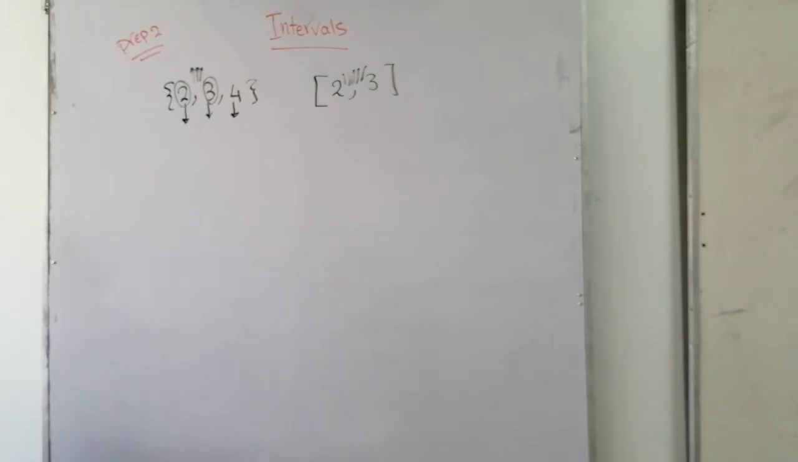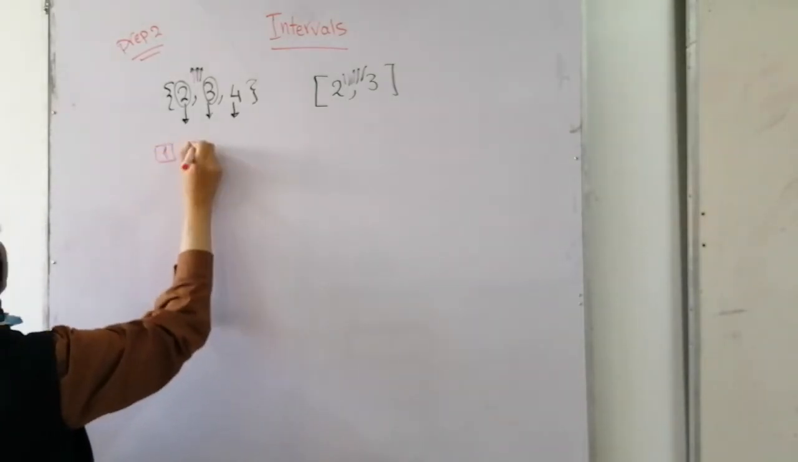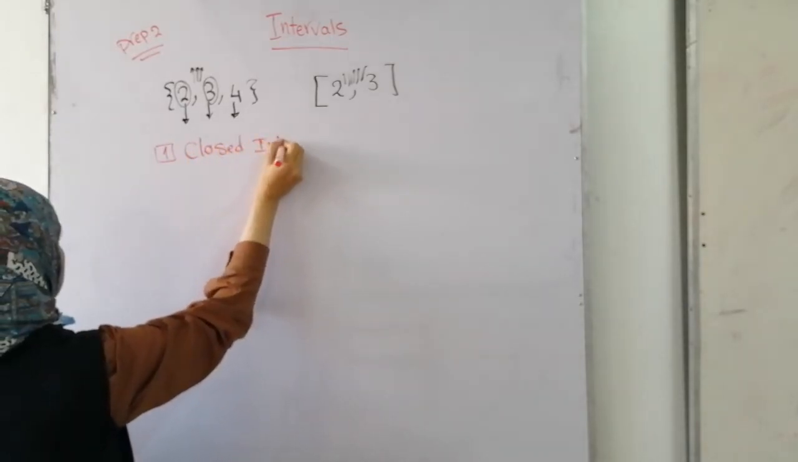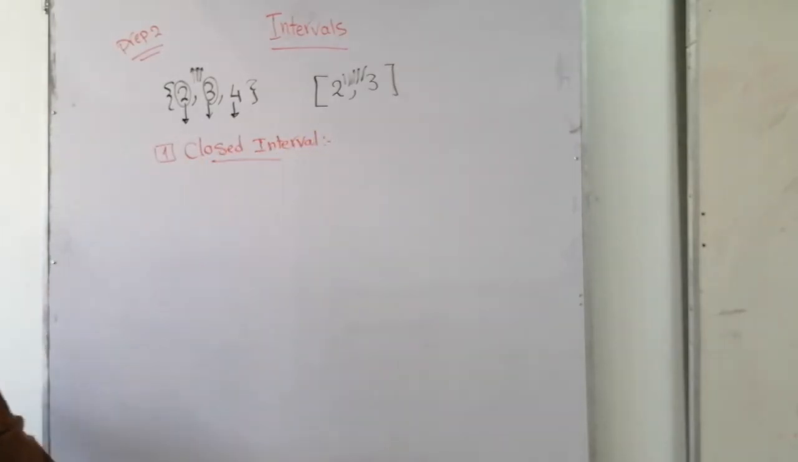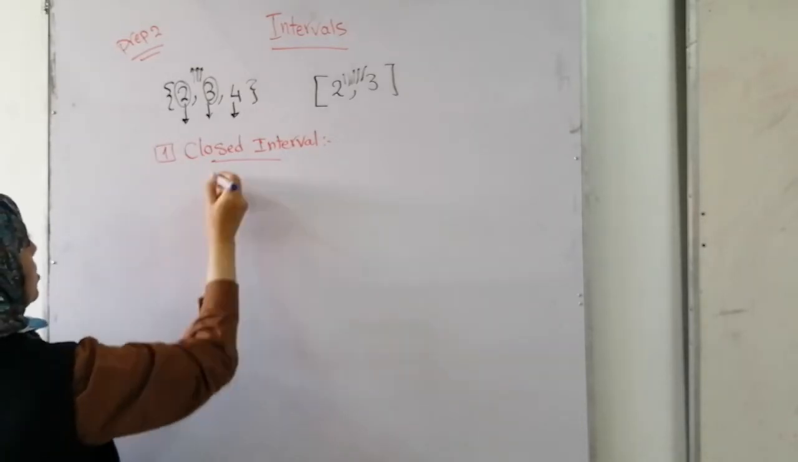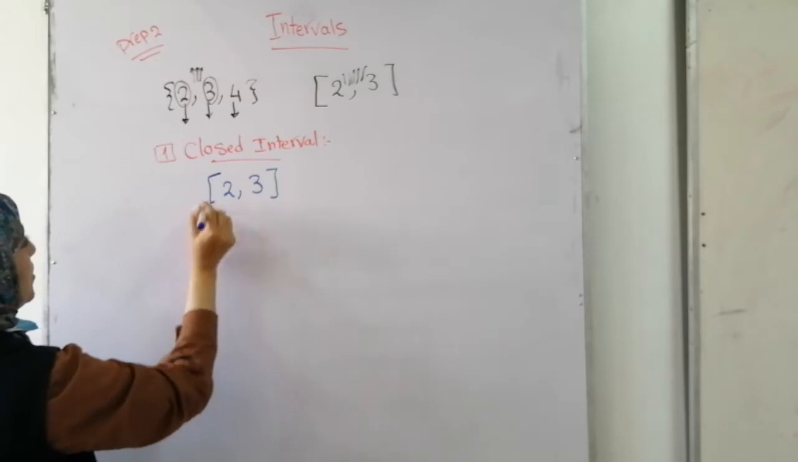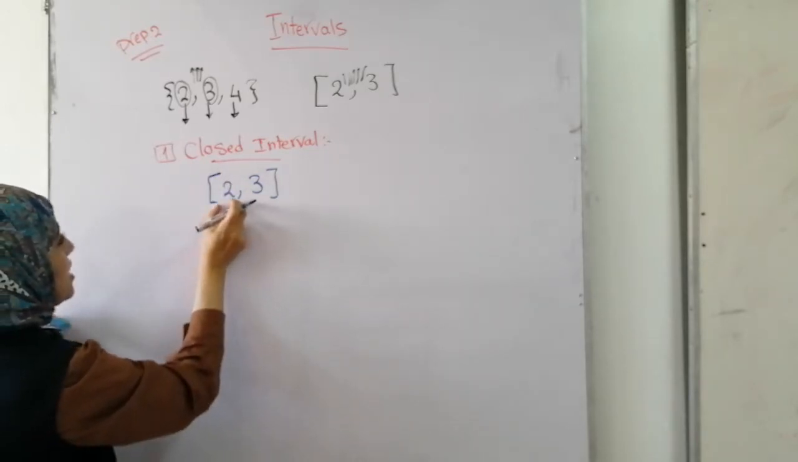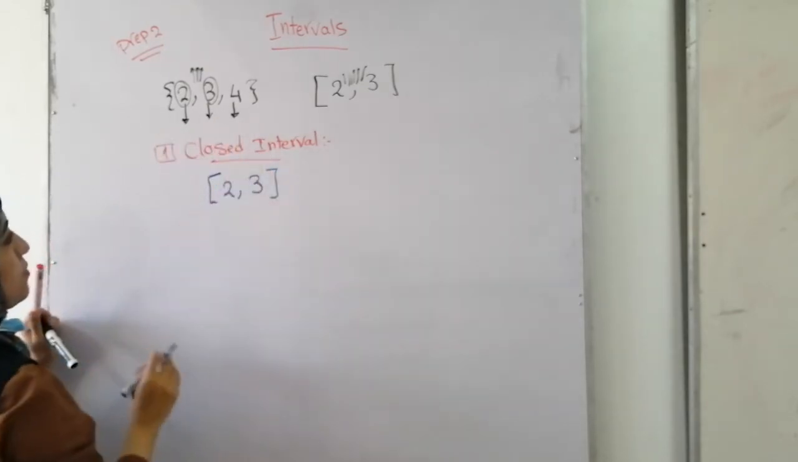Let's take the types of intervals. Firstly, the closed interval. What is the meaning of closed interval? Closed interval like 2 and 3. This means it's closed. The bracket is closed. Means that we have 2 and 3 and the elements between them.